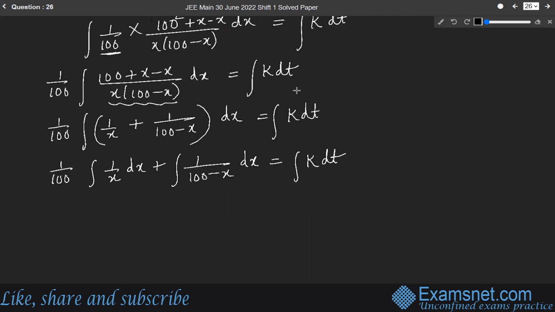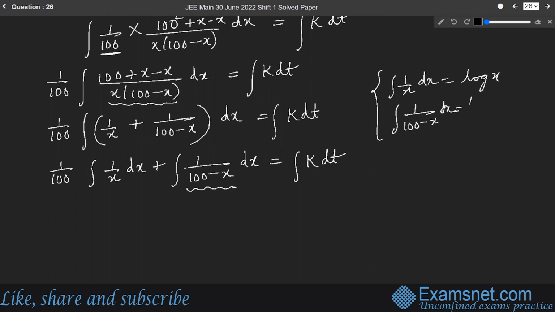Now, what is integral of 1 by x dx? It is a very basic formula. Integral of 1 by x dx is always equal to log x. This term is also in the form of integral of 1 by x dx, right? So integral of 1 by 100 minus x dx will be log of 100 minus x, right? So we have 1 by 100 into integral of 1 by x dx, which is log x, right? Then integral of 1 by 100 minus x is plus log of 100 minus x, right?